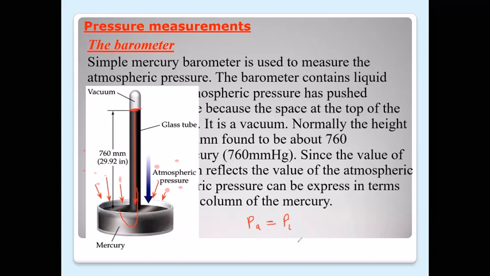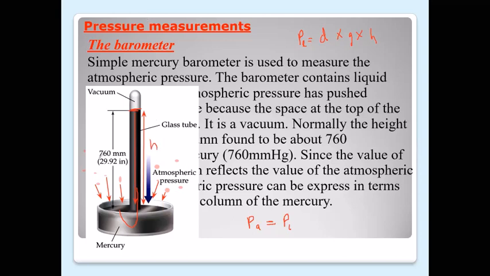And how do we calculate the pressure due to a liquid? The pressure due to a liquid is equal to the density of the liquid, which here is mercury. So the density of mercury is 13,600, multiplied by gravity. We are performing this on Earth, so gravity is 10, multiplied by the depth of the liquid. What depth or what height will we take? We'll take the distance from the level of the liquid in the container to the level of the liquid in the tube. That height we will measure.